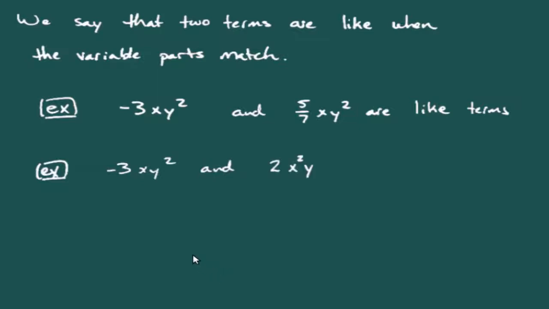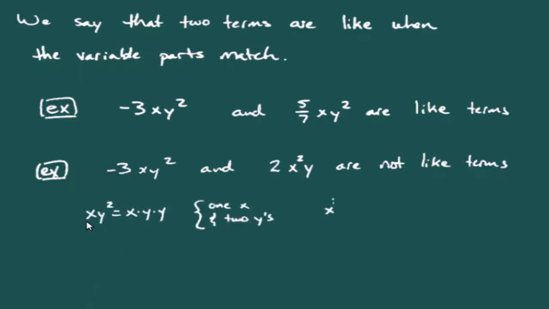The negative 3xy squared and the 2x squared y, they are not going to be like terms. In my expression, what I have is that the xy squared consists of an x and two y's, whereas the x squared y is going to consist of two x's and one y. So because the variable parts are different in that case, these are not going to be like terms.